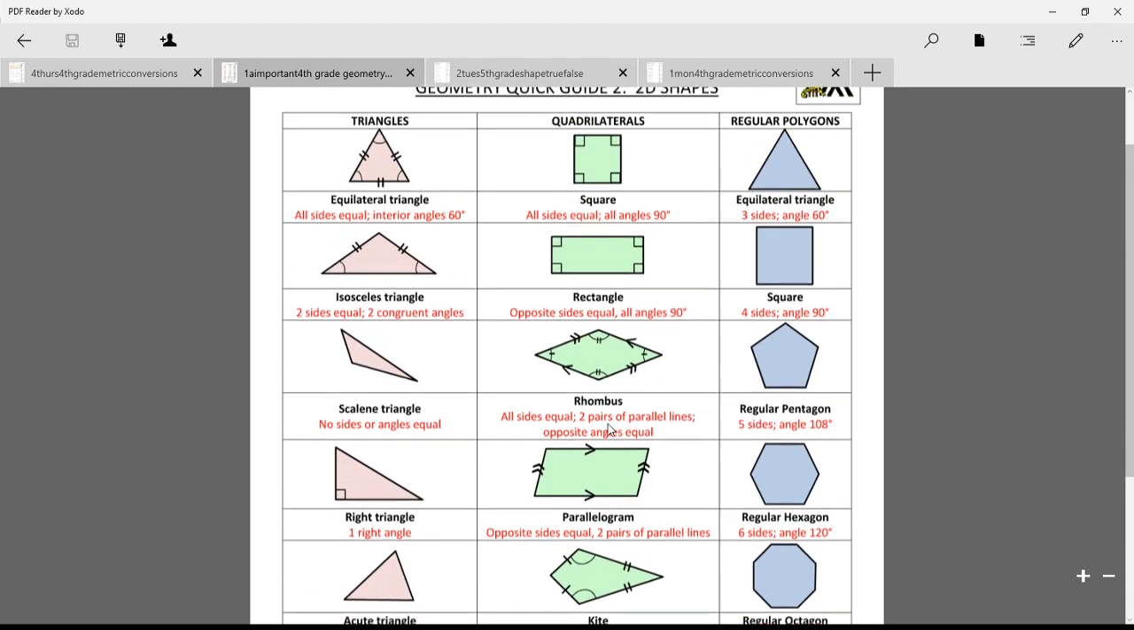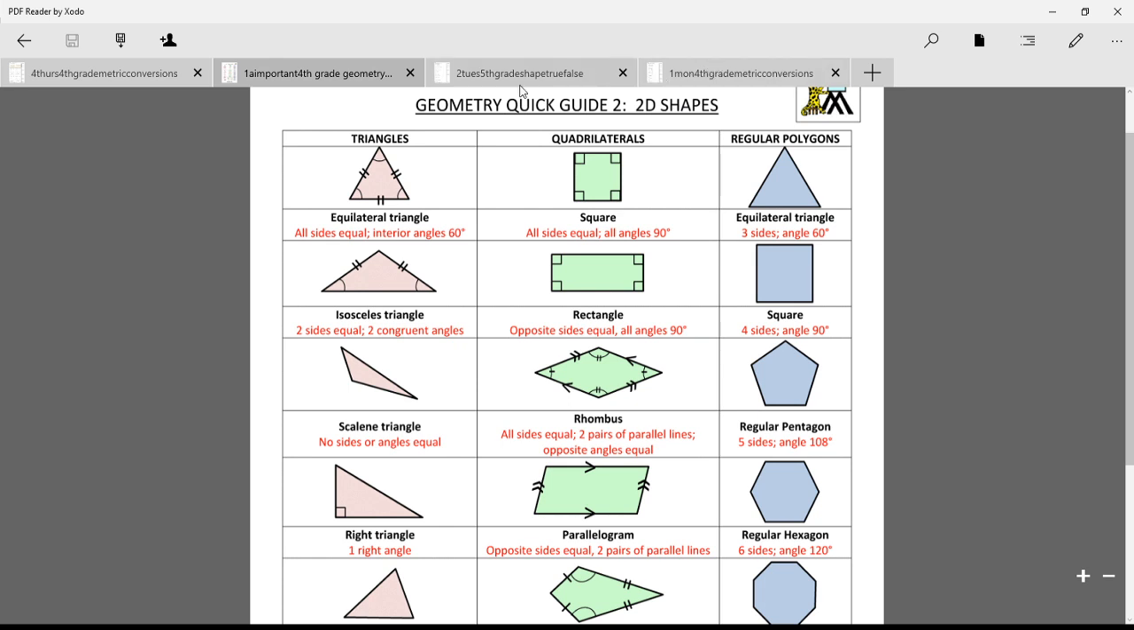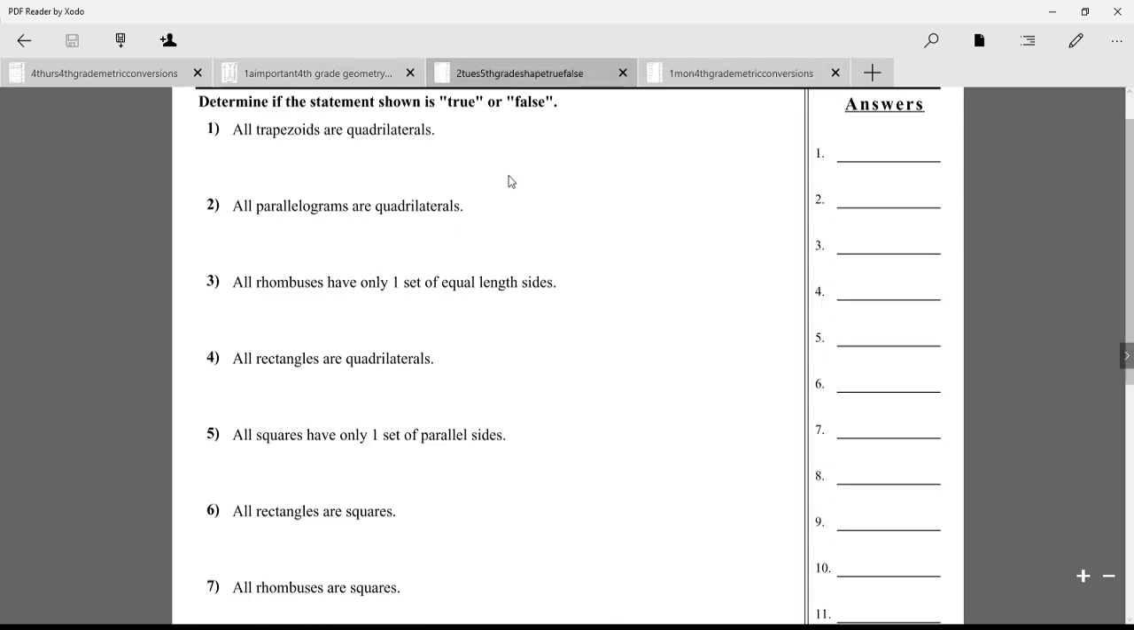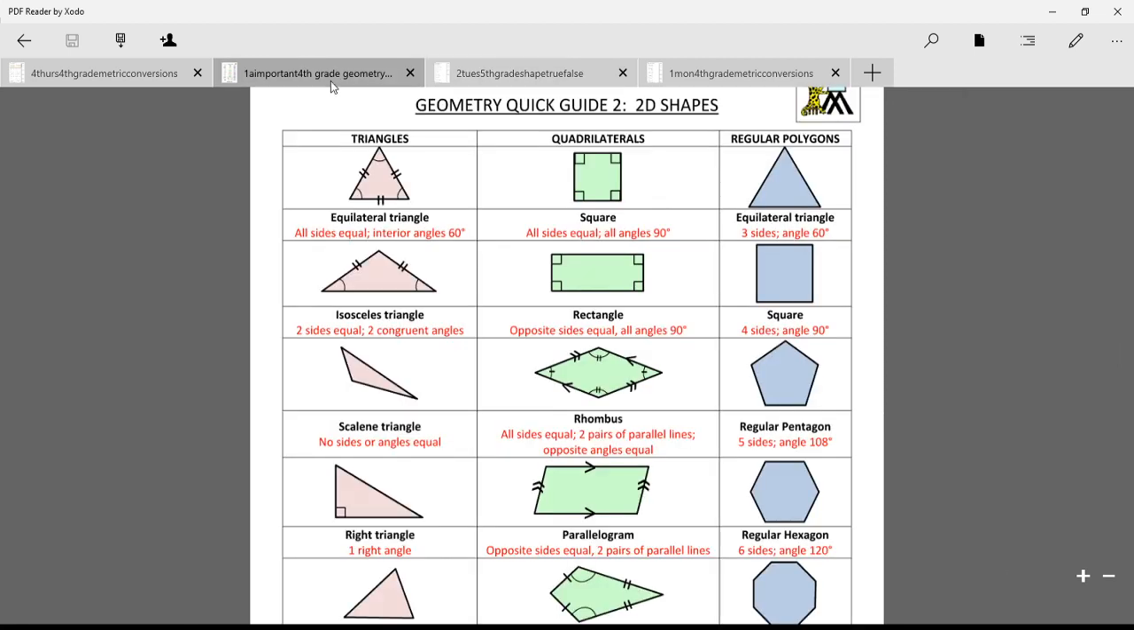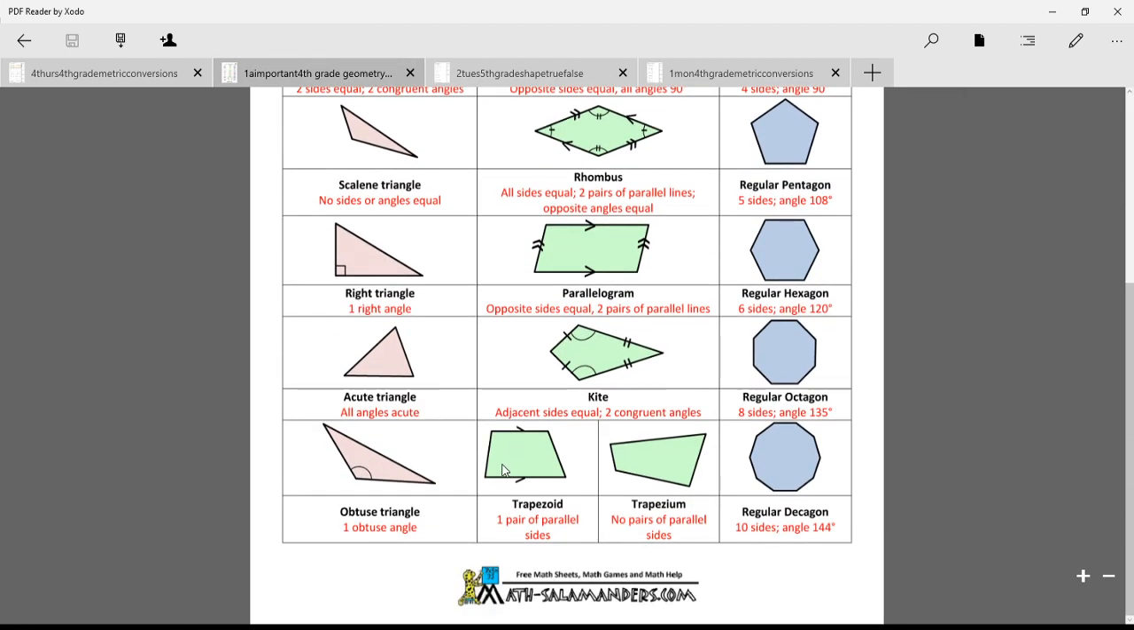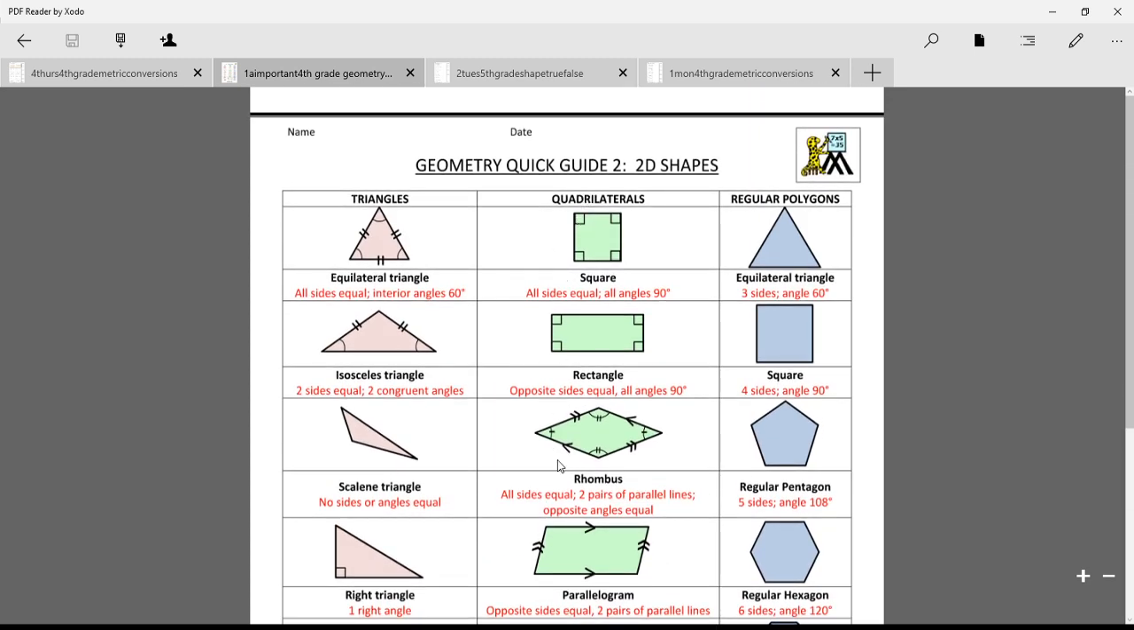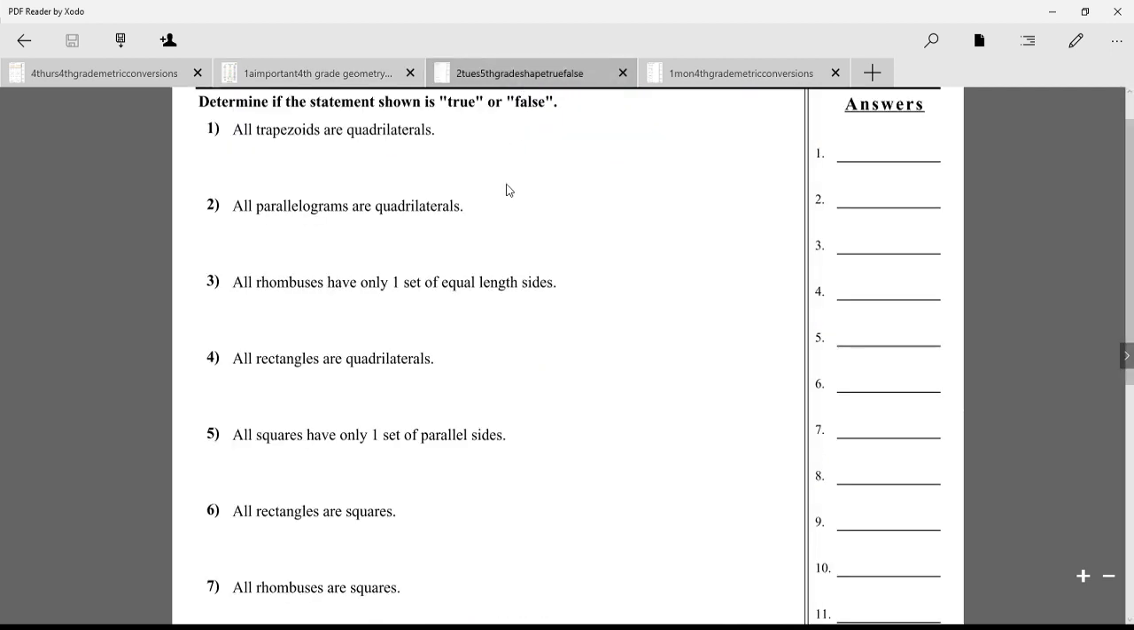With that in mind, we are going to try to answer some multiple choice questions, or I guess they're true and false. All trapezoids are quadrilaterals. Trapezoids have to be quadrilaterals. They're in the quadrilateral column, and it's not a trapezoid if it doesn't have 4 sides. It's the same thing with parallelograms. They have to be quadrilaterals. They have to have 4 sides.